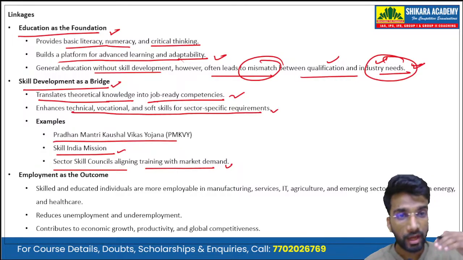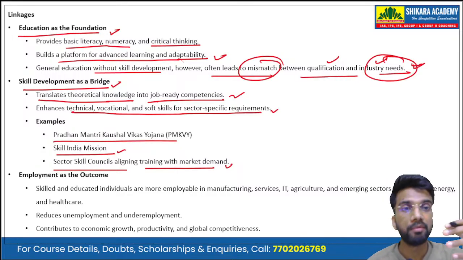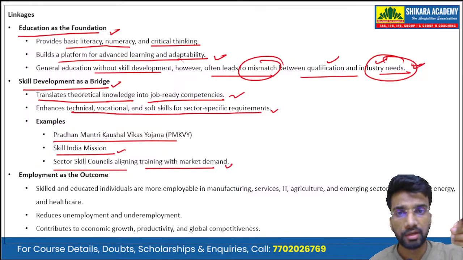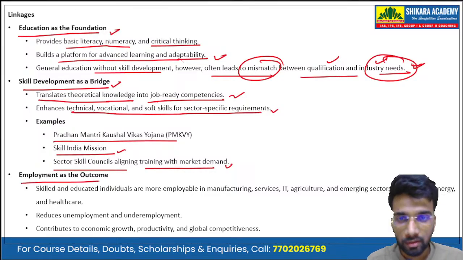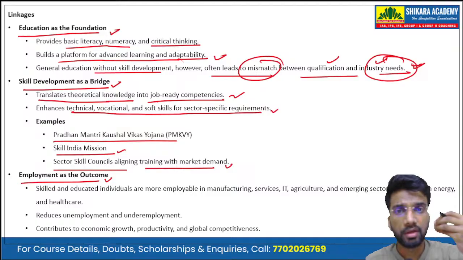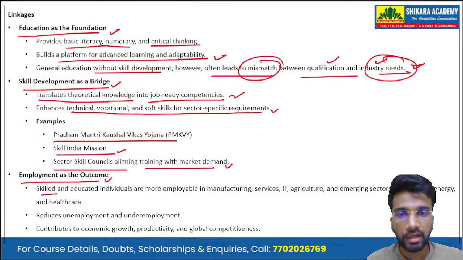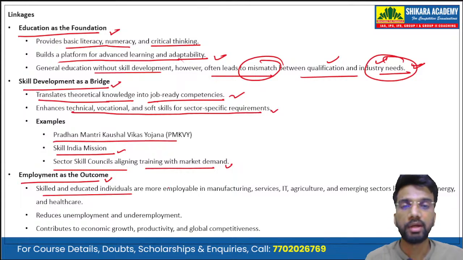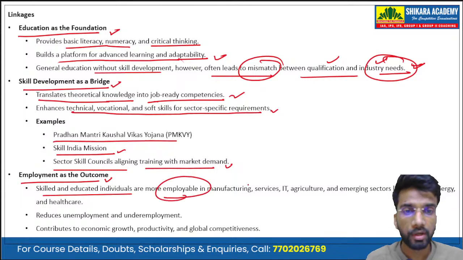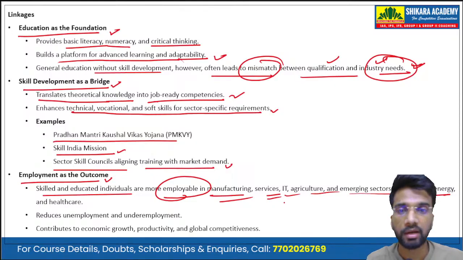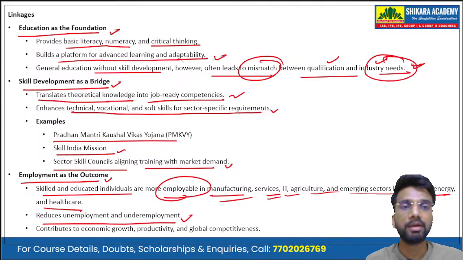So we have to equip the population with the right training that is needed by the industry. Okay, that increases the employability. Then, if we give education and impart the skills, then employment is the outcome. So, skilled and educated individuals are more employable in manufacturing, services, IT, agriculture, and emerging sectors like AI, green energy, and healthcare, and it reduces unemployment and underemployment.